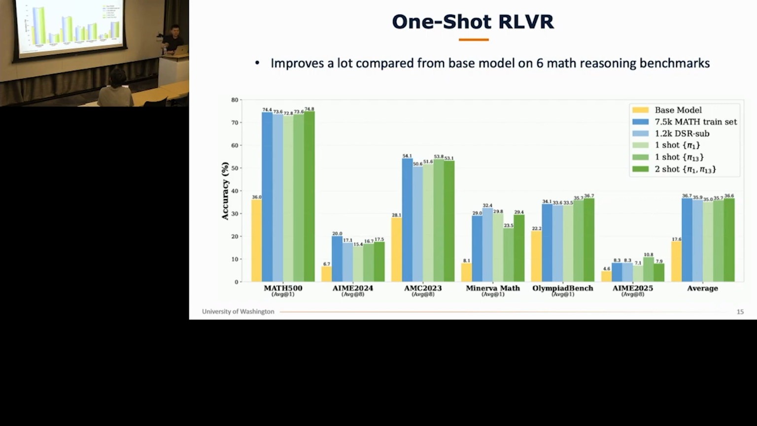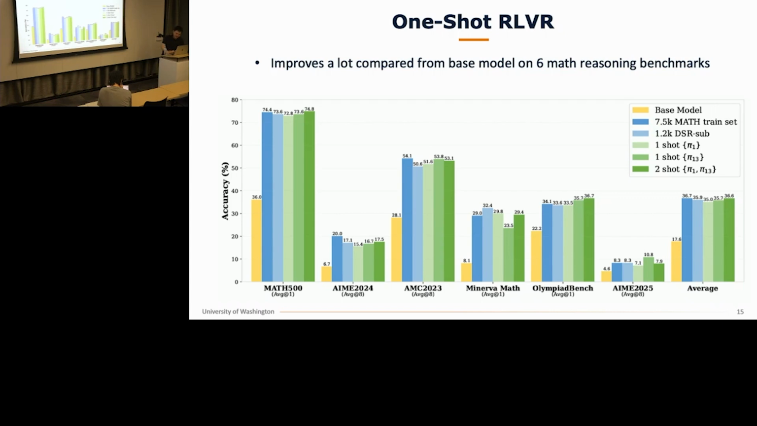Any questions? Yeah, so this is our key finding. From now on, I'll show you different ablation studies, like what actually affects this one-shot RLVR, and how we select these examples.